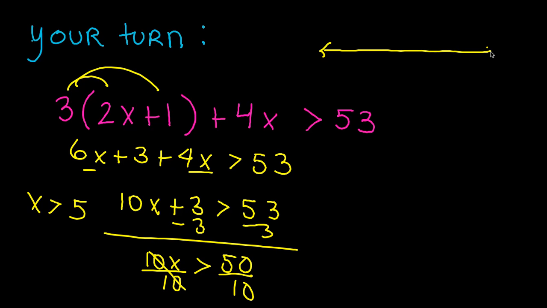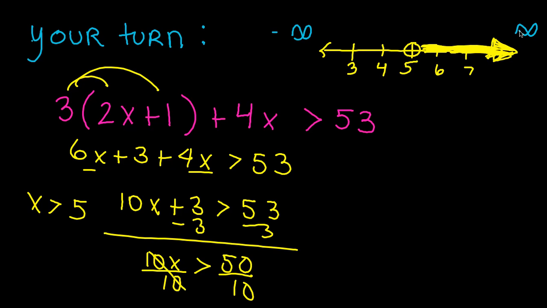Our number line is going to look something like this. 5 in the middle, bigger numbers to the right, smaller numbers to the left. We're going to put a circle on 5. We are not going to shade it in because it says greater than 5. It doesn't say greater than or equal to. So we're going to leave it open, and we're going to color in everything bigger than 5. Okay, something like that.